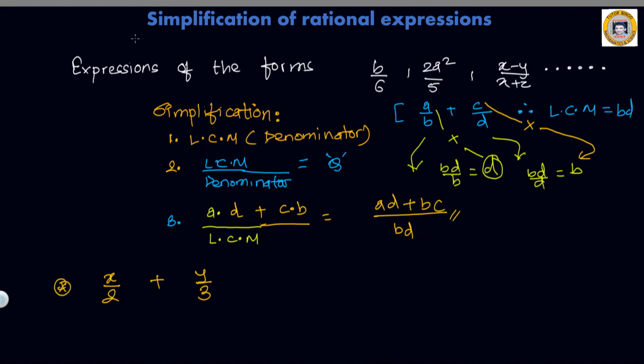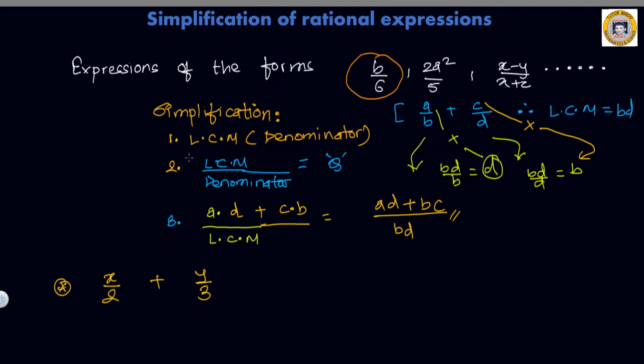In this video, we are going to see about the simplification of rational expressions. Rational expressions are expressions of the form b over 6, 2a square over 5, x minus y over x plus z, and so forth. This kind of expression is called a rational expression, which is in the form something over something. So the goal of this video is to make us familiar with how to simplify rational expressions.